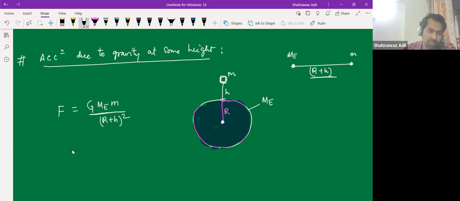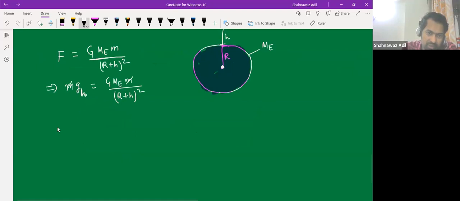Good. So now what we can do from here: we know that F is, from Newton's second law, m times acceleration, and let that acceleration be gh. gh signifies the gravitational acceleration at a certain height. So this would be G M m divided by (R plus h) whole square. Again, this m is cancelled.